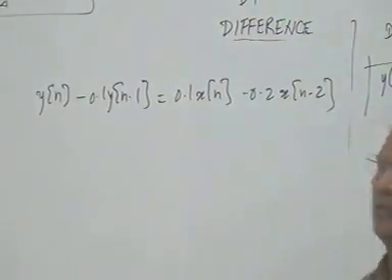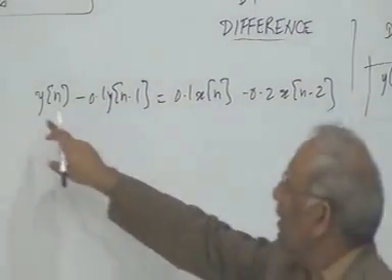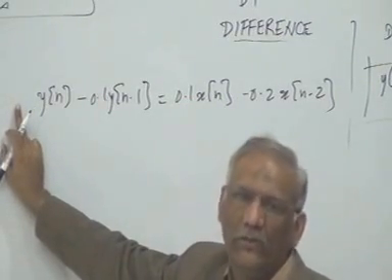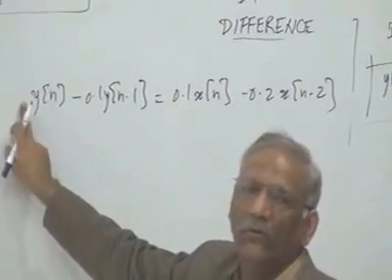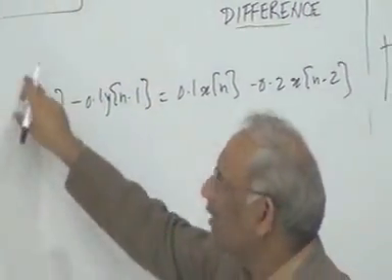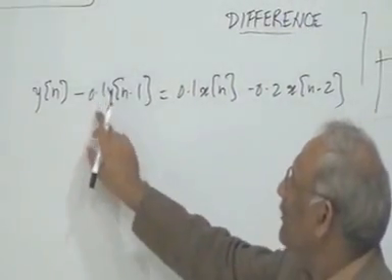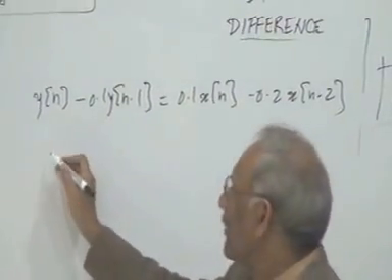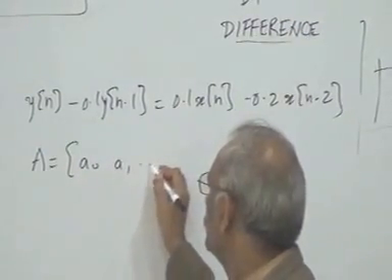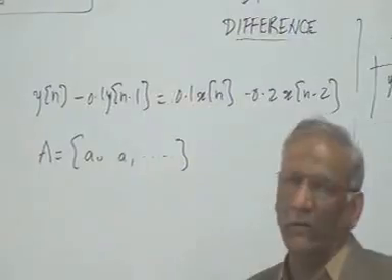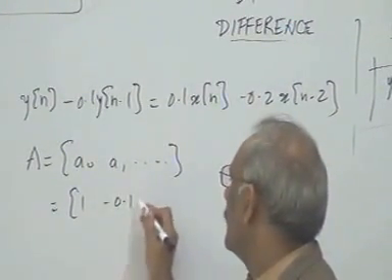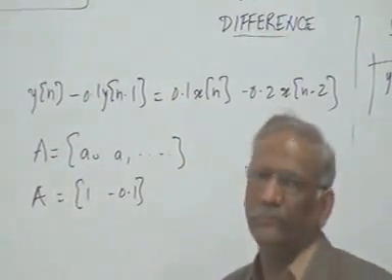If you are given an equation like this, a naught by convention we always take as 1. The coefficient with y we always take as 1. If this is not 1, we can divide the whole equation left and right by that and make it 1. So a naught is generally taken as 1. So the a vector is basically a naught, a1, and so on. This is your a vector. In our case, it will be 1 and minus 0.1. This will be our a.